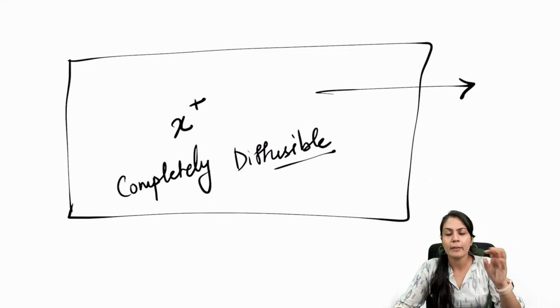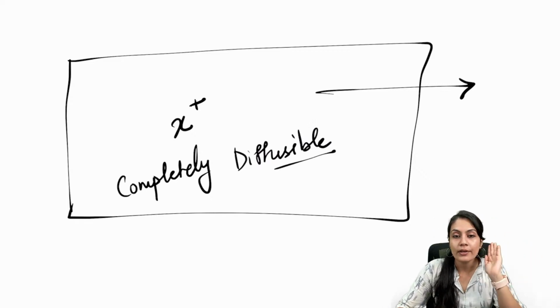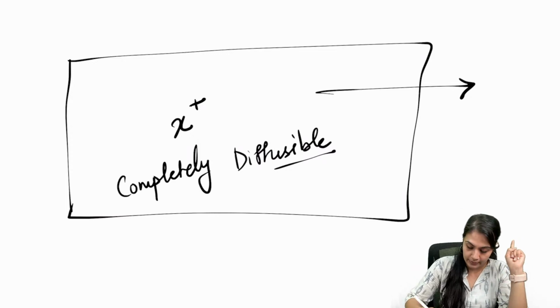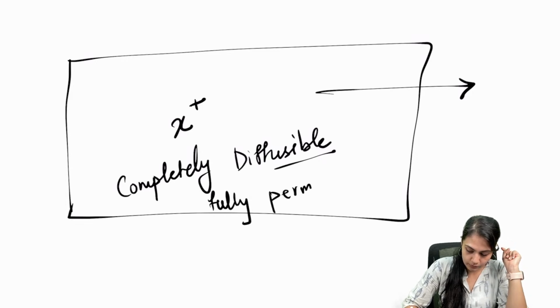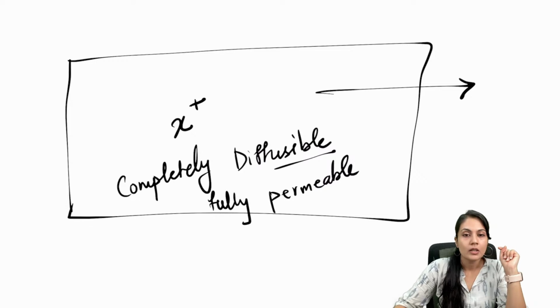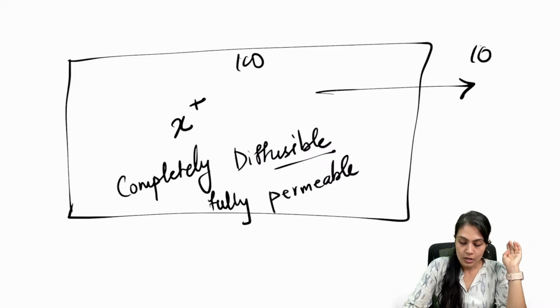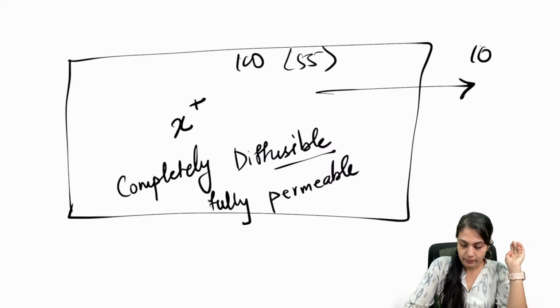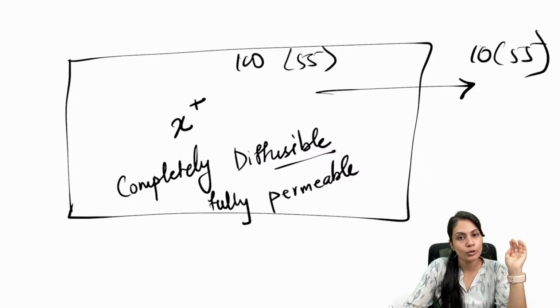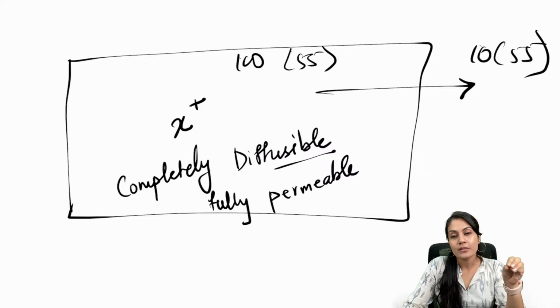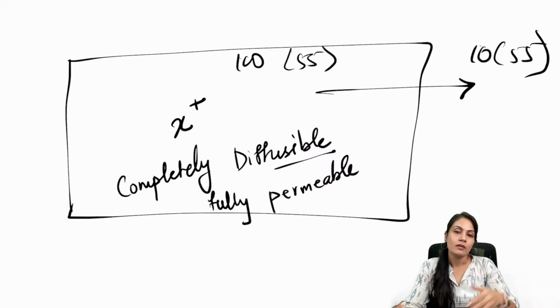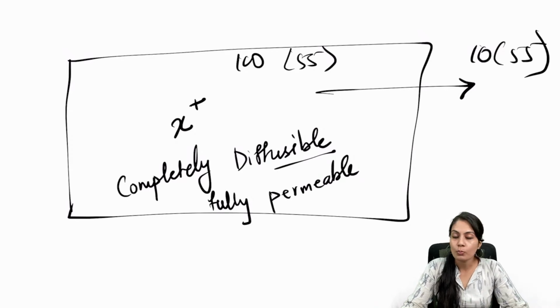How to calculate the permeability, I'll tell you that also. If it is completely diffusible, that means it is fully permeable. So if there are, let's say, 100 molecules over here and 10 molecules over here, it is going to equalize. Why? Because we don't have any other molecules with it. And whatever difference is going to be there, that is called the Nernst potential.